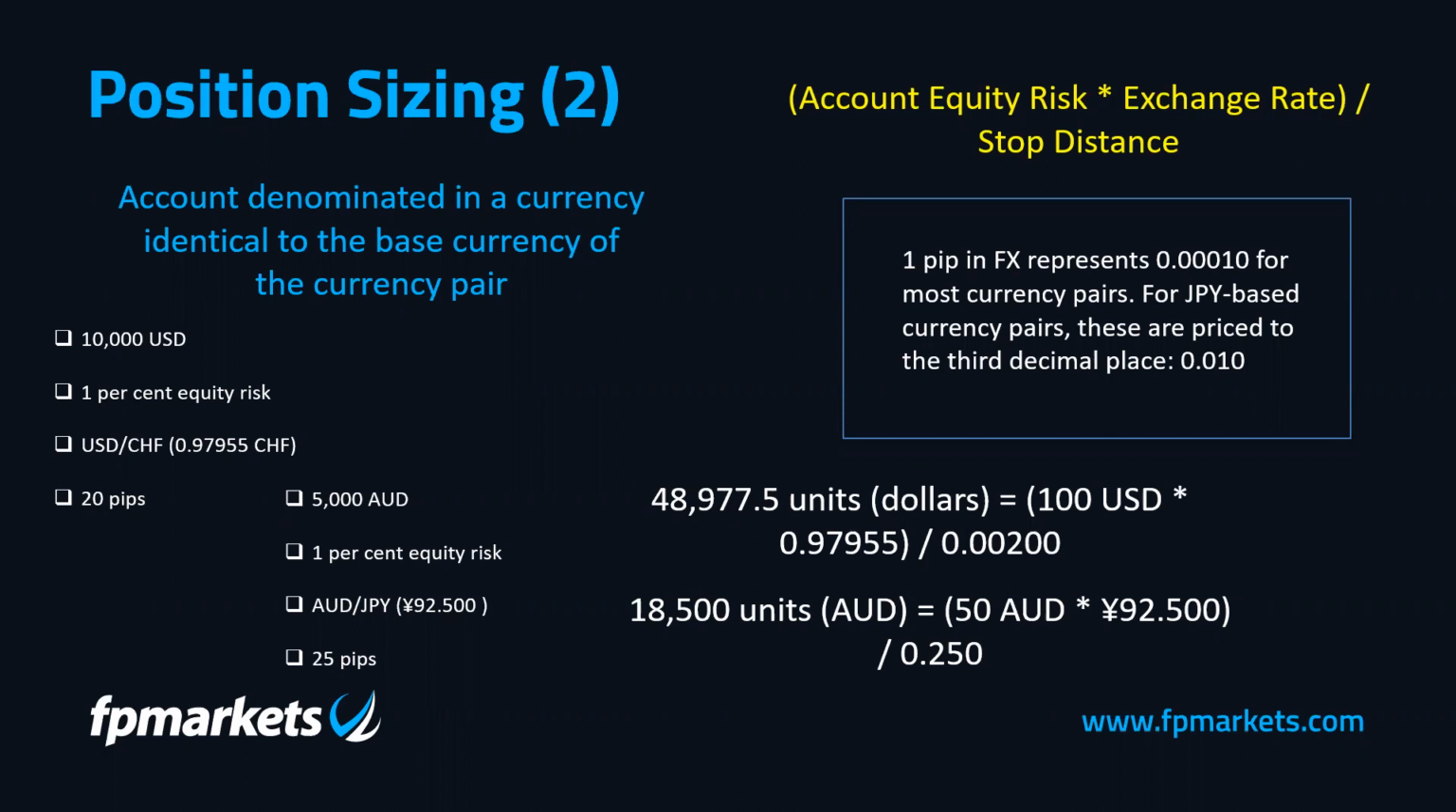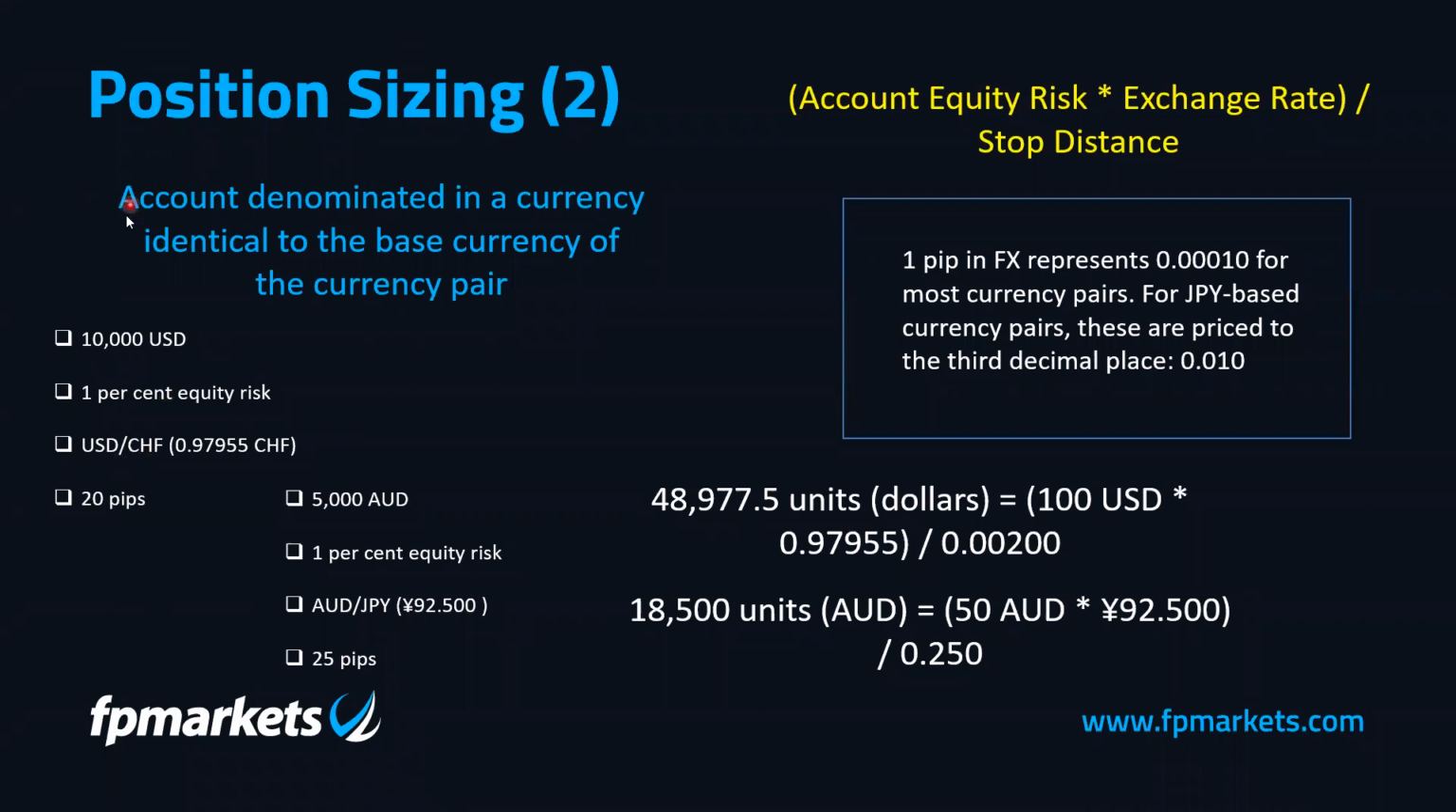Let's work through an example. Hopefully this will make it clearer for you. So assume an account of $10,000, right? And this is often stated as account equity, trading capital, or even account balance. The trader is prepared in this case to risk 1%, which is $100. The currency pair of interest here is the dollar Swiss.